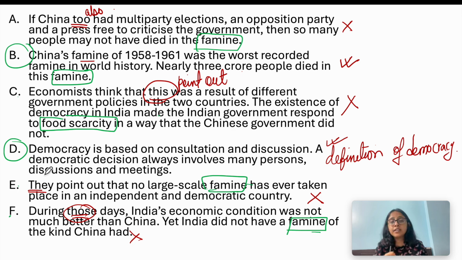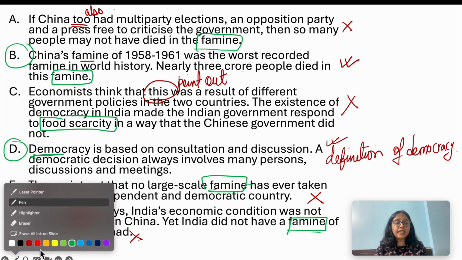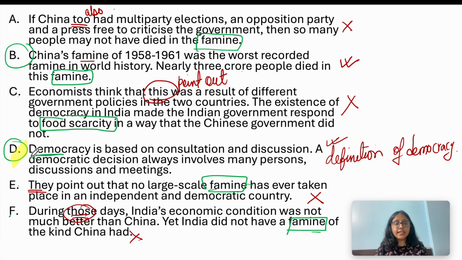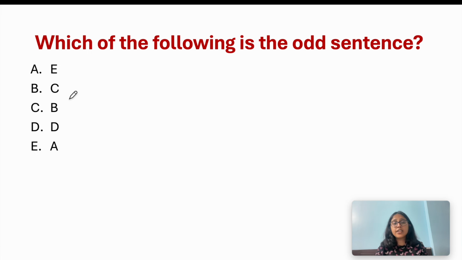It is about explaining a situation that happened in China and that never happened in any democratic and independent country. So the difference between these two systems of government. Okay. So this paragraph does not require the definition of this term. So this is your odd sentence. Here sentence D is the odd sentence. Now the question is, which of the following is the odd sentence? Your answer is option D. Sentence D is the odd sentence.